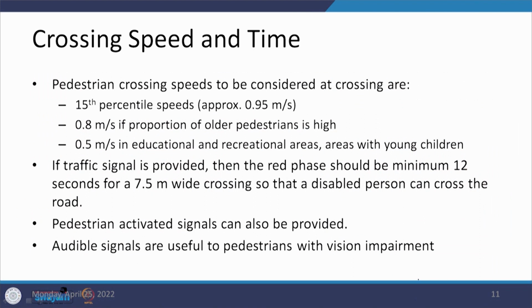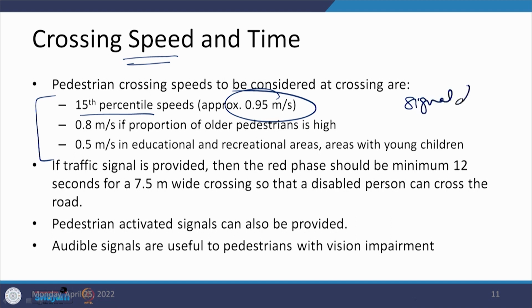Now, when we have talked about these crossing facilities, the other thing which we have to look at is the crossing speed. This crossing speed has been defined here. What it says is that we can design the facilities with respect to the 15th percentile speed, which has been observed as 0.95 meter per second. Usually in the case of signal design we are considering the crossing speed as 1.2 meters per second. So, what it says is that if that is not going to be adequate for the people, let us design for the 15th percentile, which is quite lower.